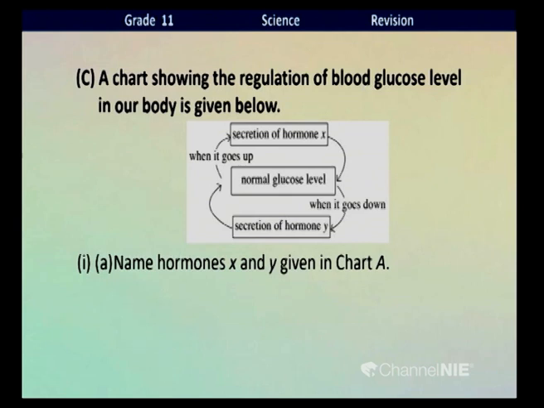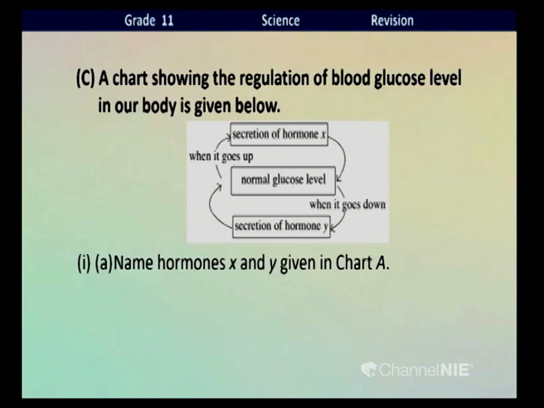A chart showing the regulation of blood glucose level in our body is given here. Here you can see, children, when the normal blood glucose level goes up, a certain hormone called X is secreted. When the normal blood glucose level goes down, another hormone called Y is secreted.